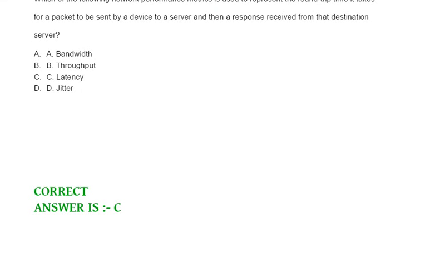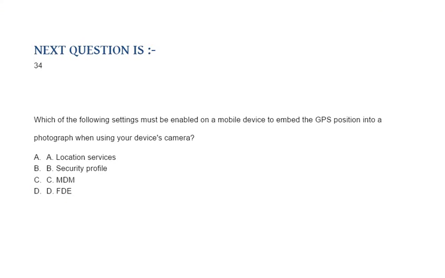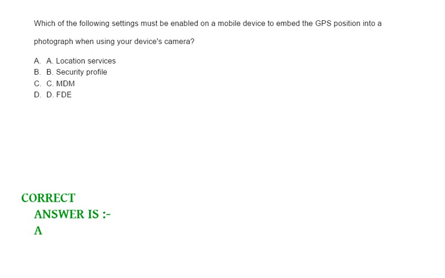Correct answer is option C. Next question is, which of the following settings must be enabled on a mobile device to embed the GPS position into a photograph when using your device's camera? Option A. Location services. Option B. Security profile. Option C. MDM. Option D. FDE. Correct answer is option A.